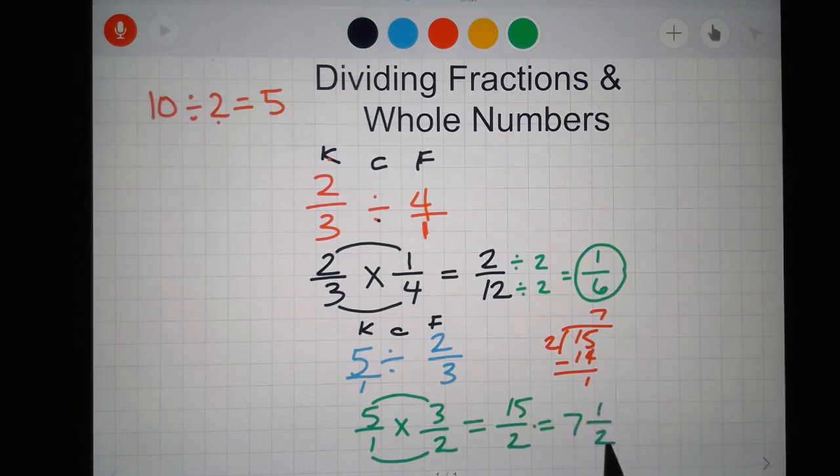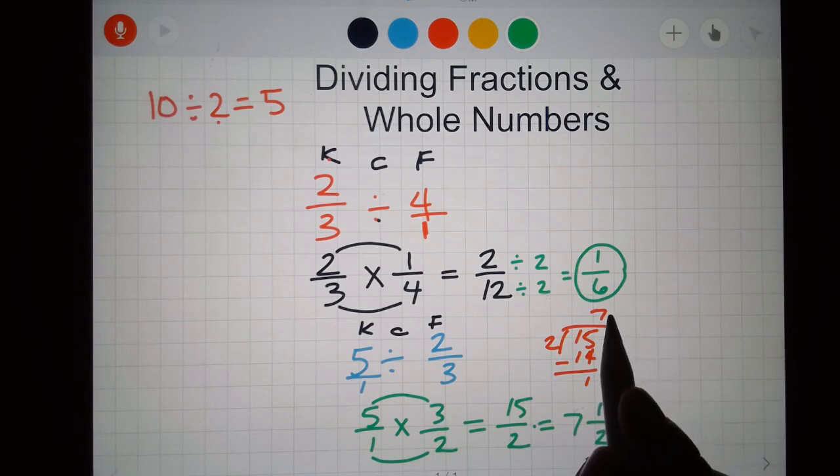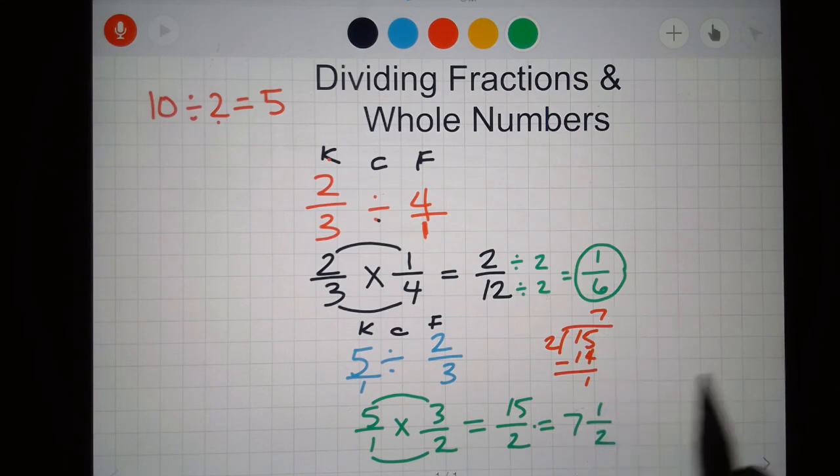Okay? Where did I get the 7? It came from my answer up here, right? And then the 1 comes from this remainder right there. Okay, and then the 2, well, it stays a 2 because that was my denominator when I found my answer originally. Okay, so then this is our answer.